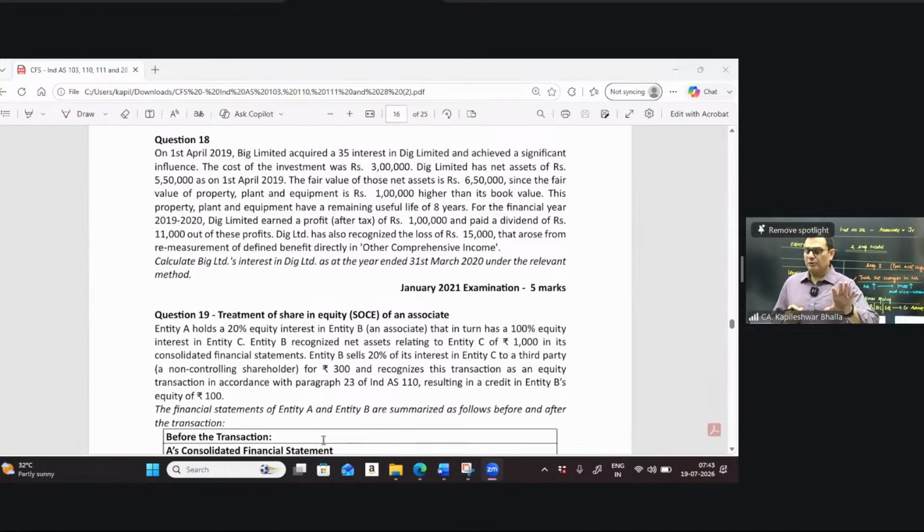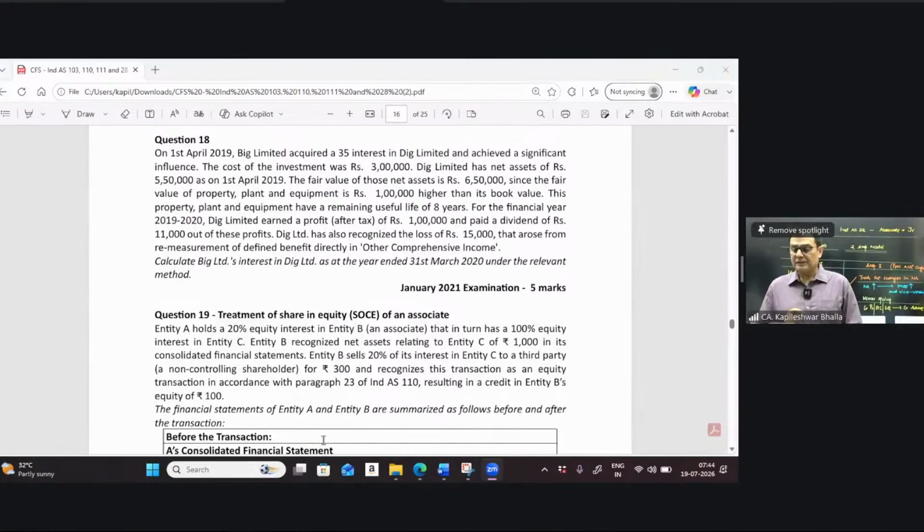Naturally, when you go to calculate goodwill, you have to compare the investment versus the share in the net assets at fair value. So the difference between the book value and the fair value is attributable to the fair value change in the PPE. This PPE has a remaining life of 8 years. For the financial year 1920, the company earned profits of 1 lakh and paid a dividend of 11,000 out of these profits. They have also recognized a loss of 15,000, which is due to remeasurement of defined benefits, directly in OCI.